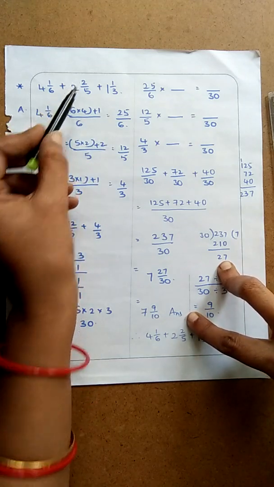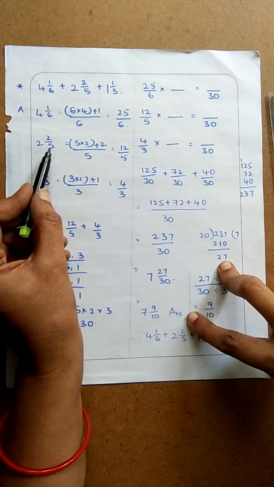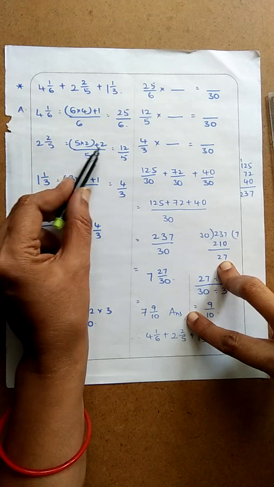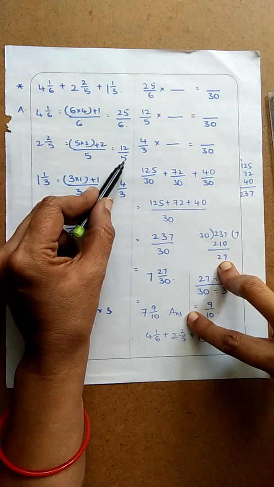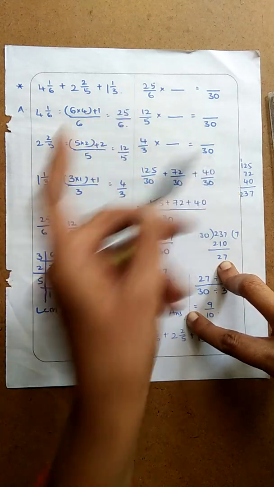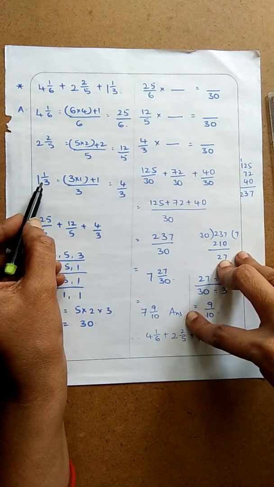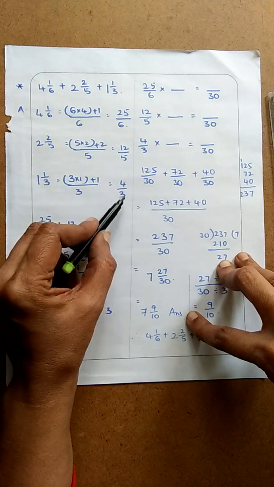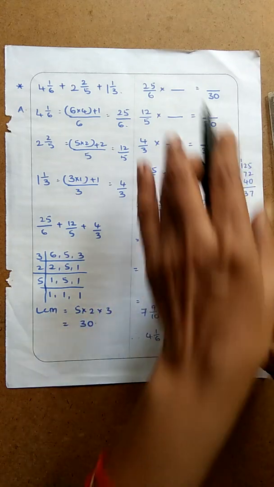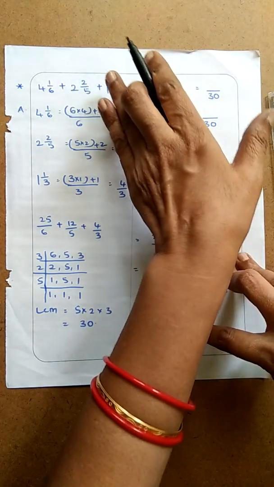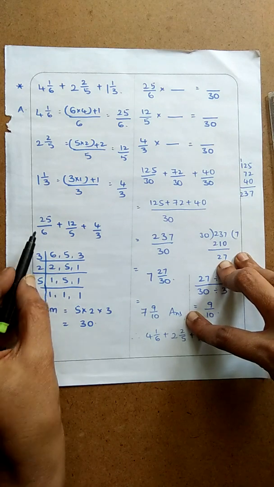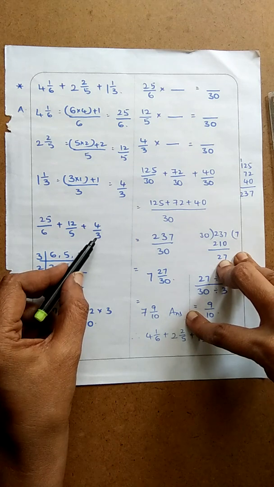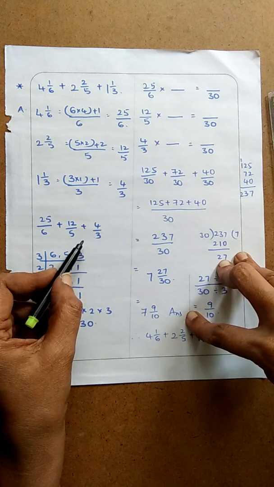Next, 2 2 by 5. 5 twos are 10 and add the numerator 2. 10 plus 2 will give you 12 by 5. Next, take 1 1 by 3, converting it into an improper fraction. 3 ones are 3 plus 1, 4 by 3. So, now instead of 4 1 by 6, 2 2 by 5 and 1 1 by 3, we have 25 by 6, 12 by 5 and 4 by 3. Isn't it? We have converted all the mixed fractions into improper fractions.